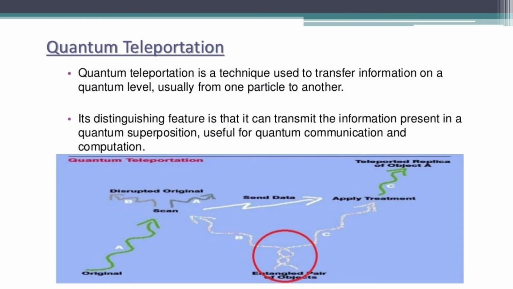Let's talk about quantum teleportation. Quantum teleportation is a technique used to transfer information on a quantum level, usually from one particle to another. Its distinguishing feature is that it can transmit the information present in a quantum superposition, useful for quantum communication and computation.